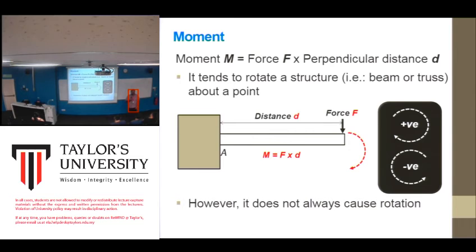Okay. Moment is equal to force times perpendicular distance. So this is the force and this is the distance. M equals F times D. Force times the distance here to the support. This is moment. Moment can be in the form of clockwise, usually clockwise positive, or anti-clockwise, which is negative.